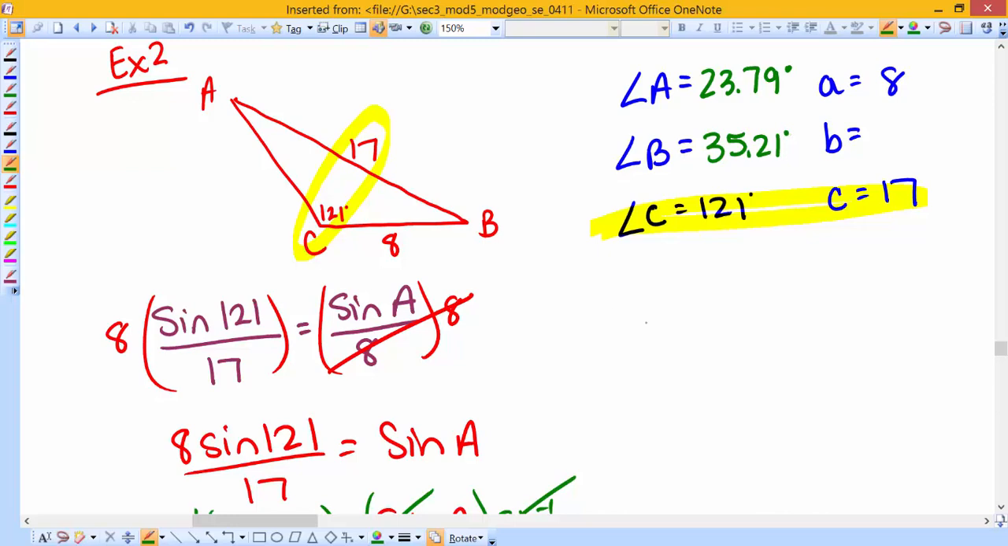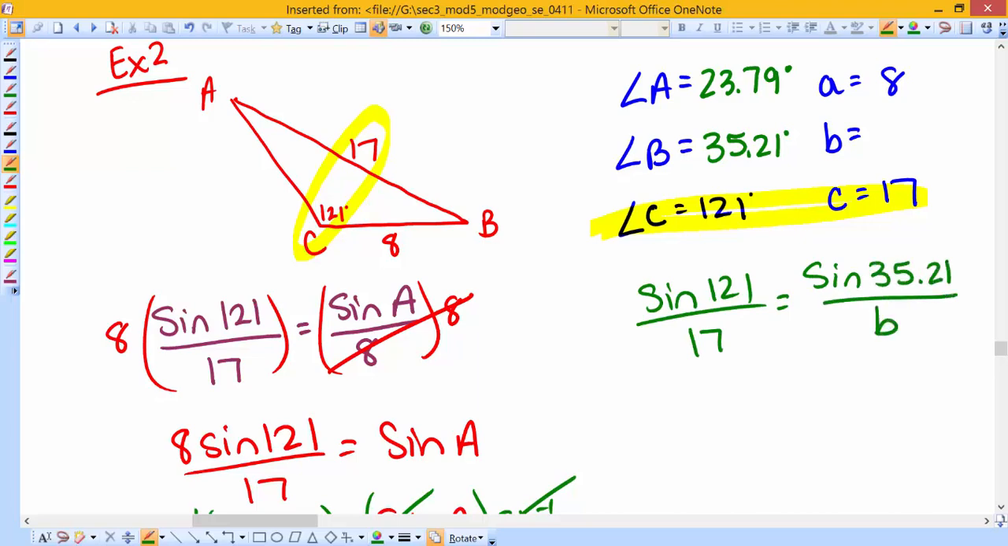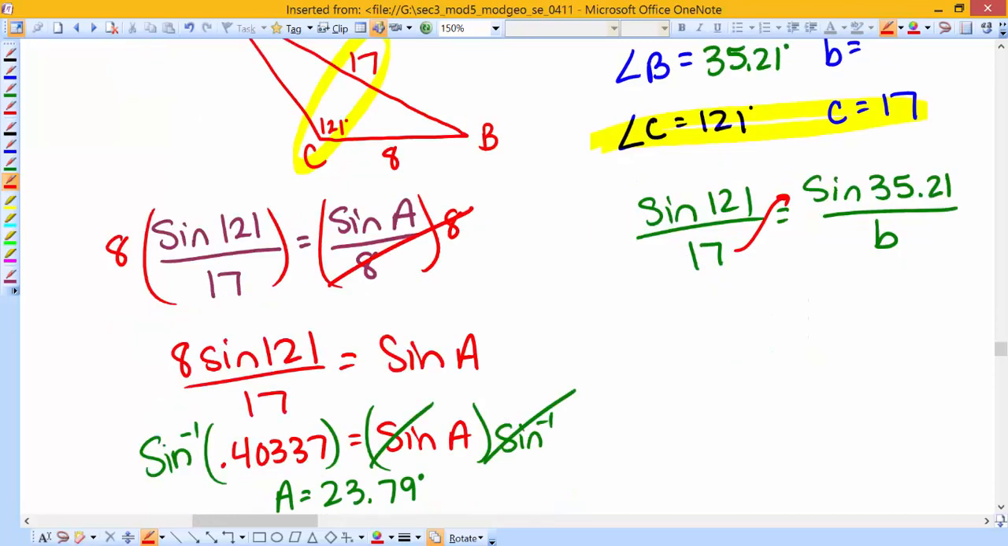So now I have to find side B. So again, you use your anchor pair, the C's, since that's the pair you're given. So it's the sine of 121 over 17. Now you're finding side B, so I have to use the angle that I just found, 35.21 over B. Cross multiply, the 17 comes over here. The B and the sine of 121 are going to switch. So B is 17 times the sine of 35.21 over the sine of 121.